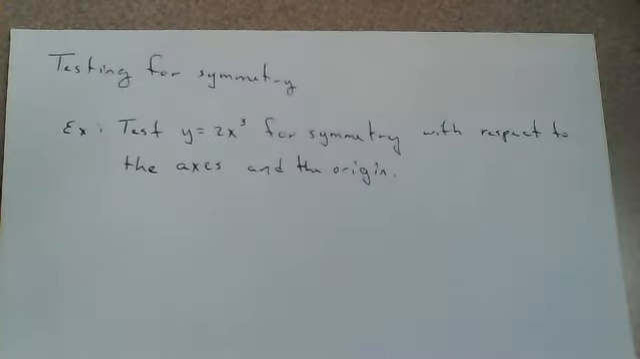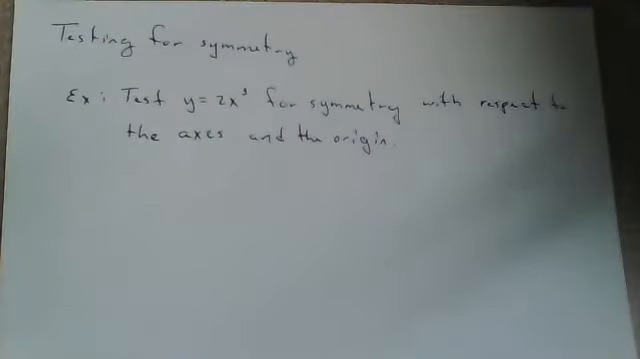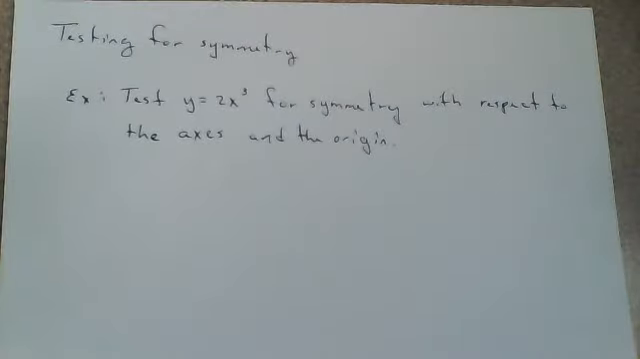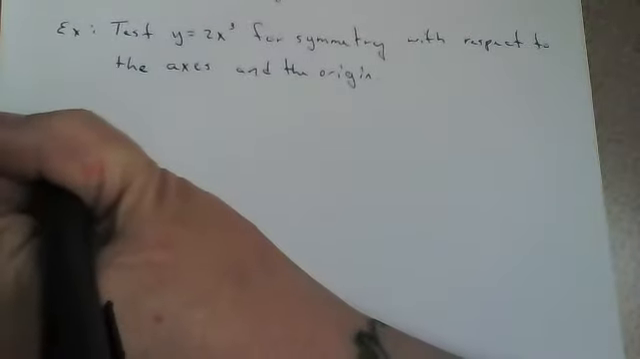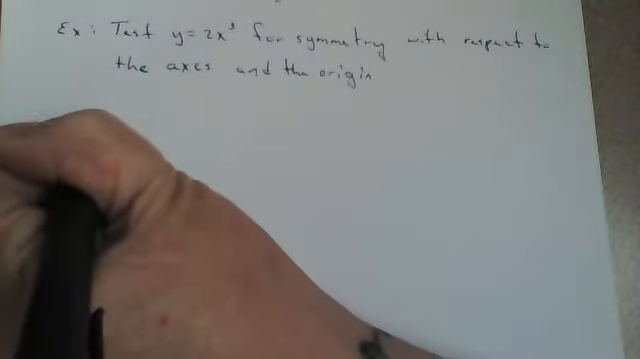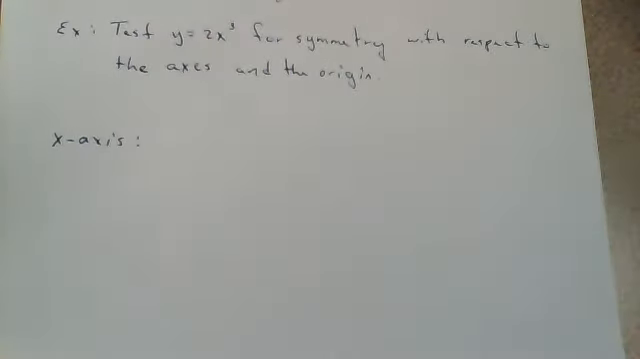So I'm given the problem already, right? I have y equals 2x cubed. So to test for symmetry, it means I have to test for symmetry on the x-axis, the y-axis, and the origin. I have to do all three of those separately, right? So we're going to start with the x-axis, right? So the x-axis, if you remember from the video, it meant that if we change our y to negative y, it's going to hold true.